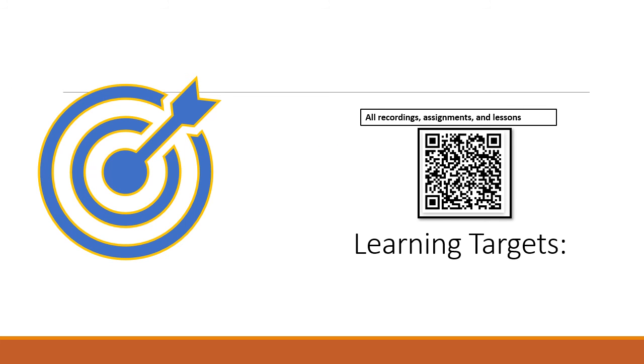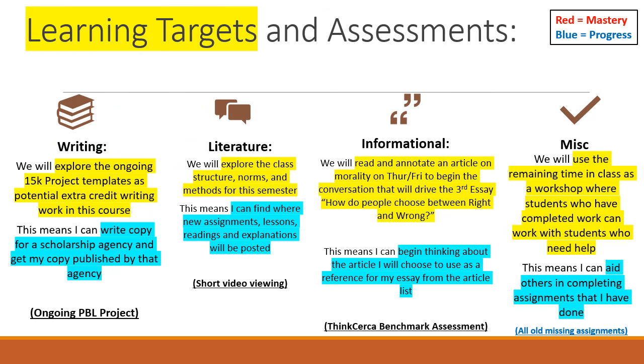Let's take a quick look at our learning targets for this lesson. For writing, we're going to talk about the 15K project templates, which means that you could potentially write copy for a scholarship agency and get your copy published. For literature, we're just going to talk about the class norms, the structure, and the methods for the semester. And that means you're going to be able to find where the assignments, lessons, and readings are posted. And then for the informational portion of this lesson, we're going to talk about the intro to essay number 3, our essay about morality, and it's an argumentative essay. And if there's any time remaining at the end of class, and there should be a lot of it for the Monday-Tuesday lesson, just because it is only about a 15-20-minute lesson.